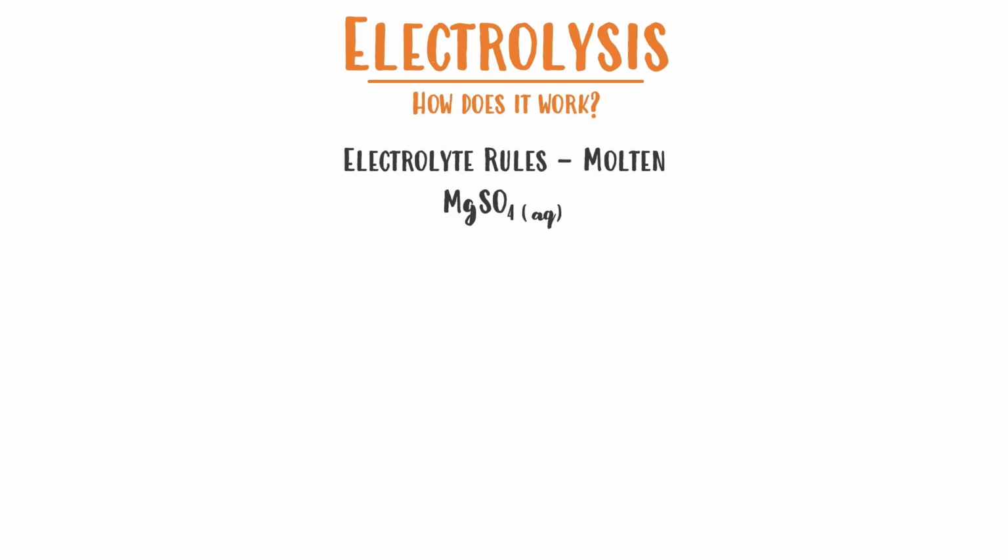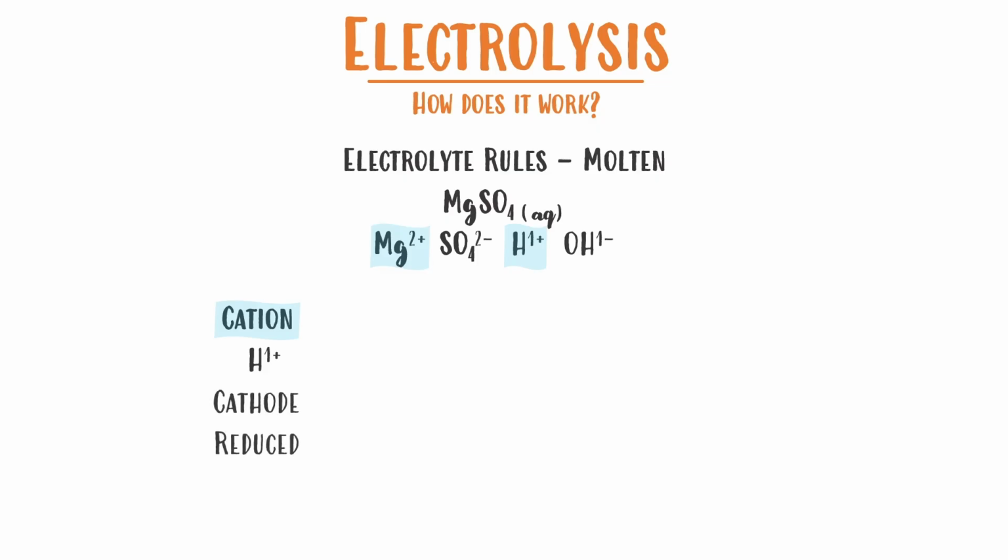Magnesium sulphate. Now again, this is where knowing the common ions will be useful. So we'll split this up to make our magnesium ion, our sulphate ion, and remember, because it's aqueous, we're going to have the hydrogen ion and also the hydroxide ion present. Now, the cations are going to be the positive ions, so magnesium and hydrogen. But because hydrogen is the least reactive, that's what's going to be attracted to the cathode. It's going to be reduced in order to make hydrogen, H2.